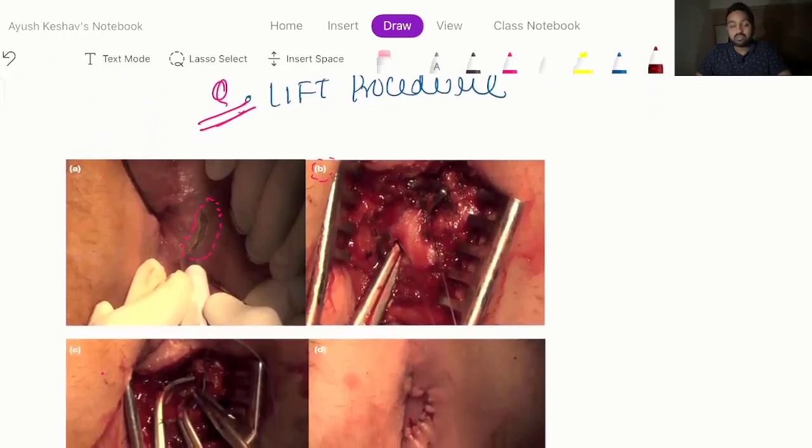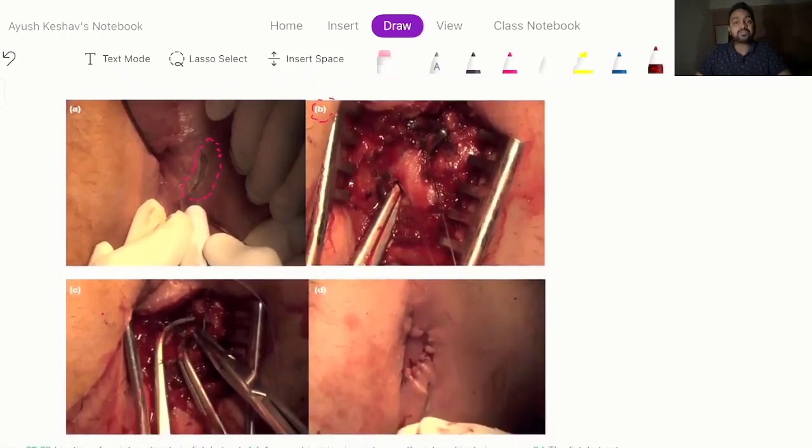So this is your depiction of the ligation of the intersphincteric fistulous tract. So these were a few important questions that can be asked with respect to your anal fistula. So now moving down to the next question.